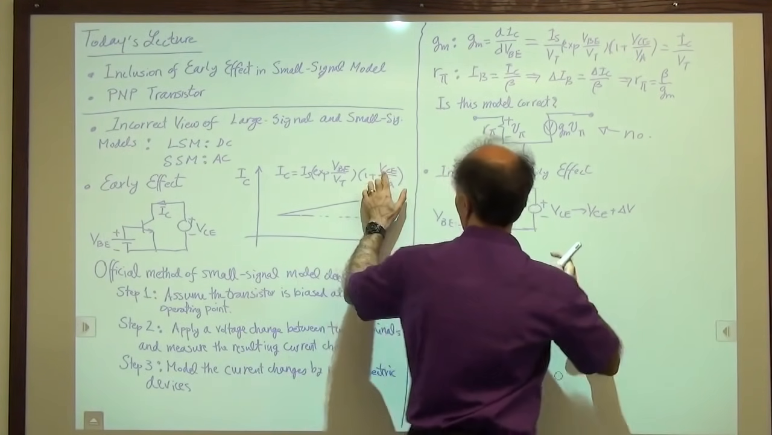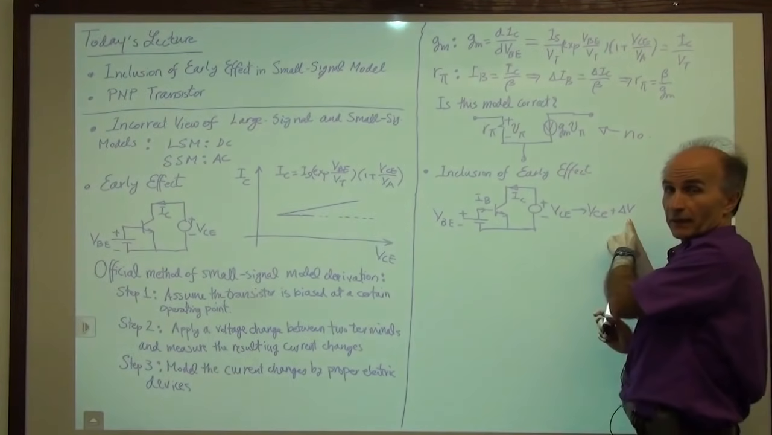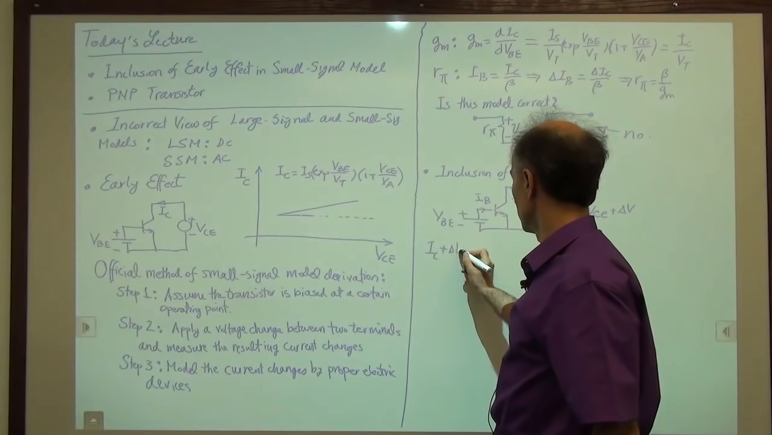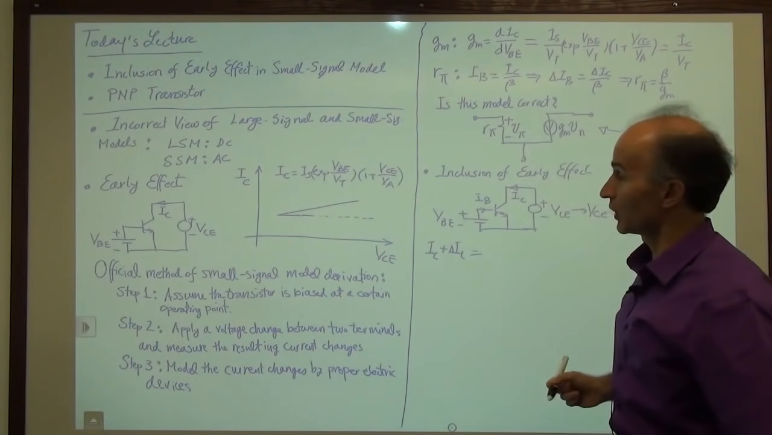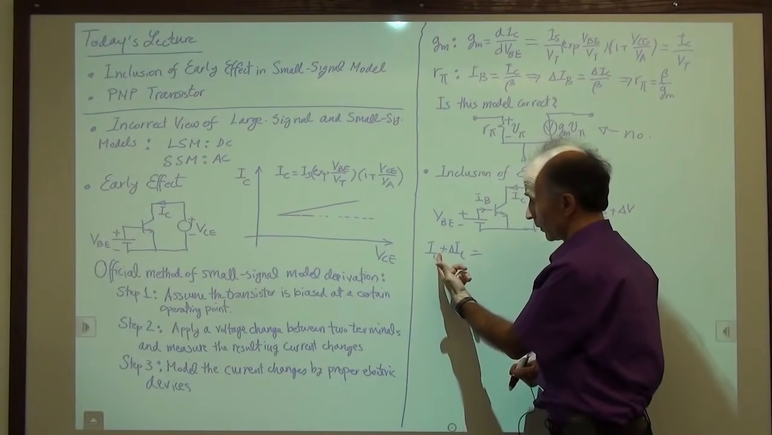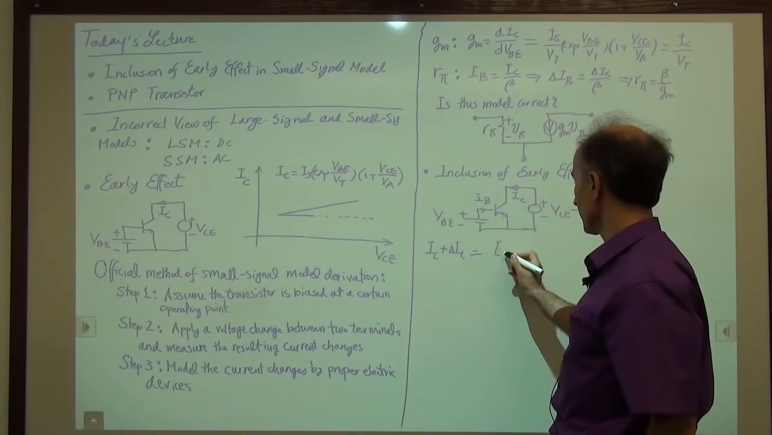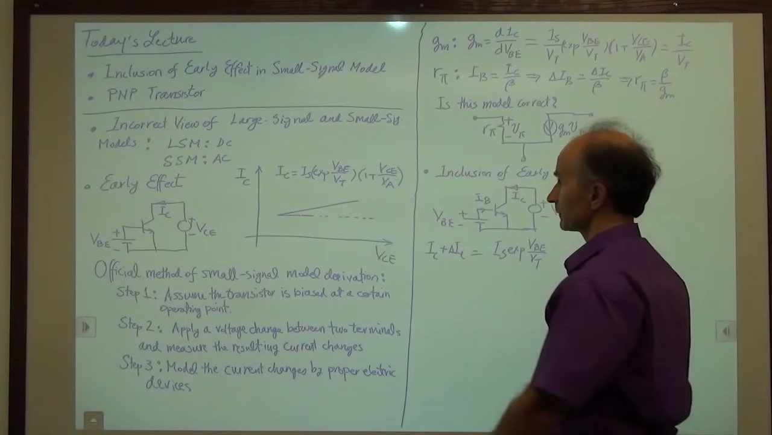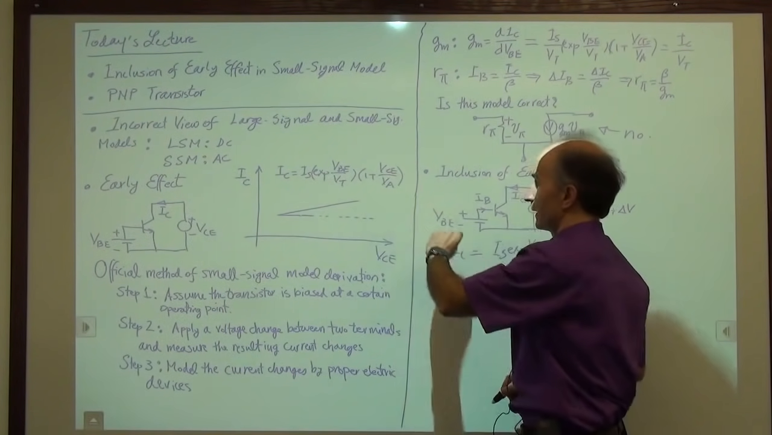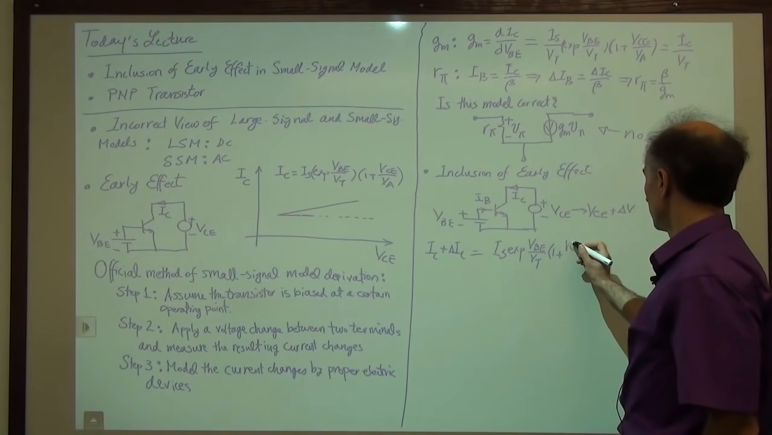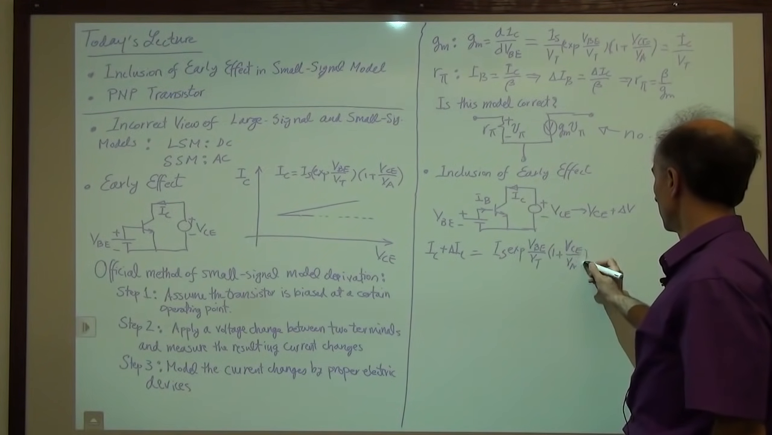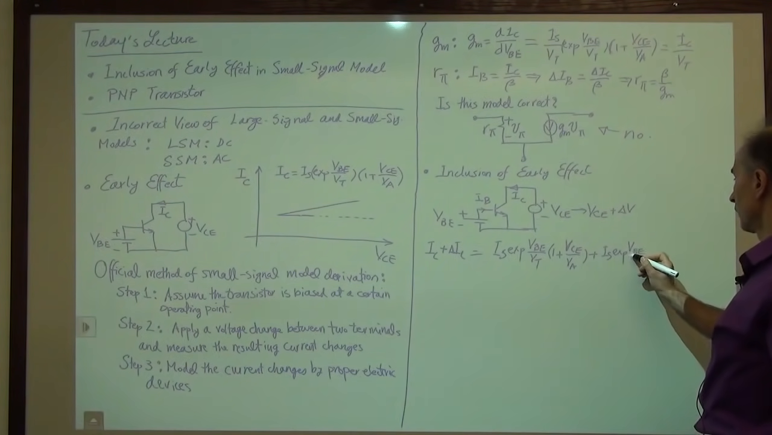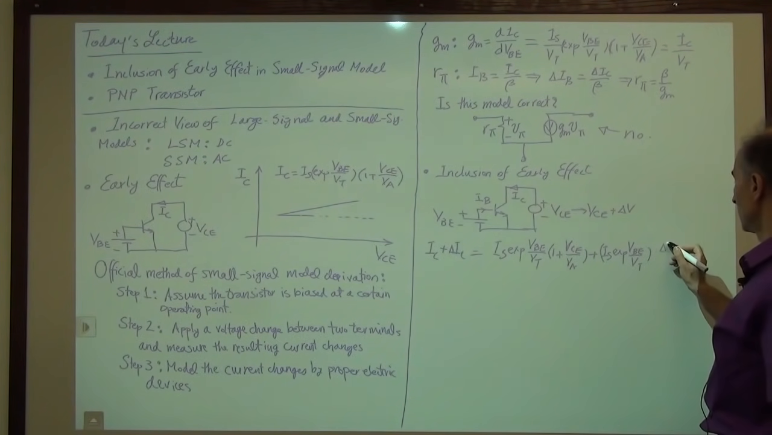Let me just go back here and assume that VCE is now equal to VCE plus delta V. So we can say IC plus delta IC is equal to, because I know that IC is no longer the old IC. There's a new IC, so that new IC is called IC plus delta IC. That would be IS exp of VBE over VT, and we just write this as VCE plus delta V. So that would be 1 plus VCE over VA, plus IS exp of VBE over VT times delta V over VA.